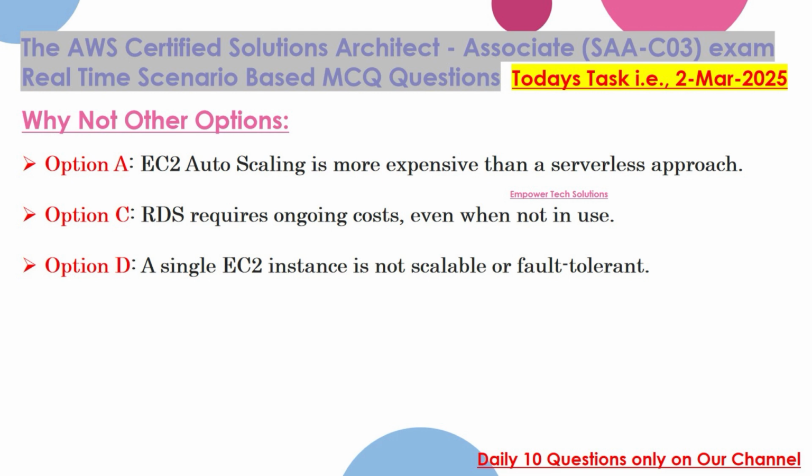Why not other options? Option A, EC2 autoscaling is more expensive than a serverless approach. Option C, RDS requires ongoing costs, even when not in use. Option D, a single EC2 instance is not scalable or fault-tolerant.